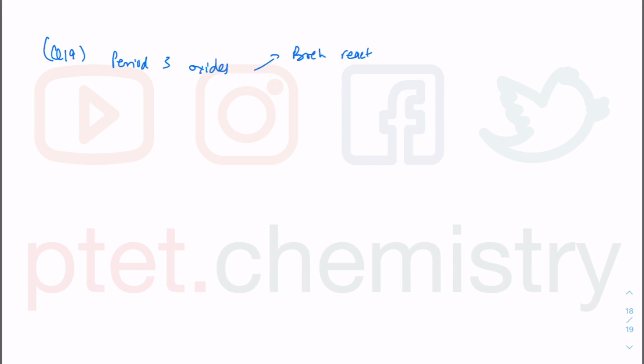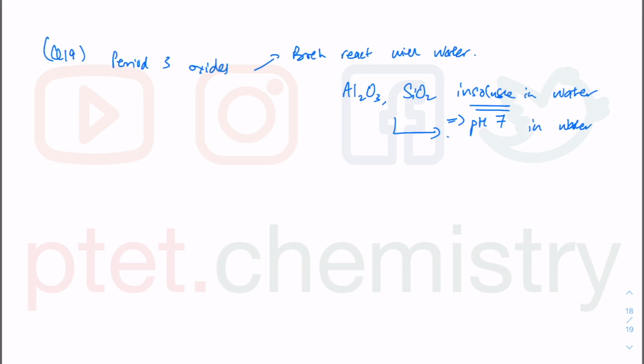The one which is insoluble in water, that means Al2O3, SiO2, insoluble in water. As a result of them being insoluble in water, their pH is just pH 7 in water because they are insoluble. So that means Al2O3 and SiO2 is definitely out. So option A is out. Option B is out because it says both of them react with water. And option D is out because it has got SiO2 as well, which is insoluble in water.